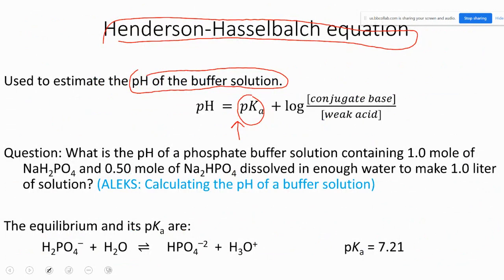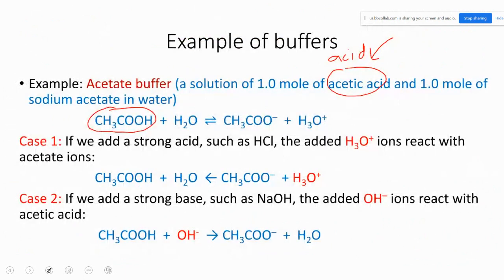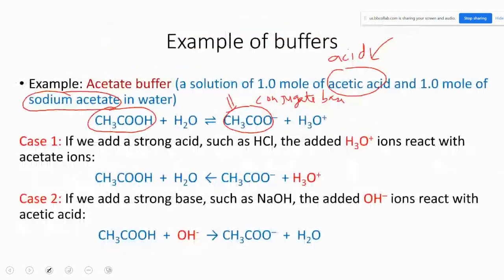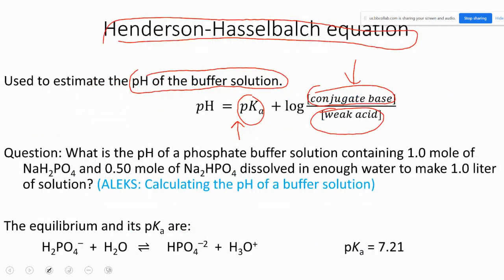And then what's this? This is the important part. If you know the concentration of the conjugate base, the concentration of sodium acetate, because remember that sodium acetate is the conjugate base of acetic acid, you plug it in here. And then if you know the concentration of your weak acid, which is the concentration of acetic acid, based on that information, we can calculate the pH of the solution.